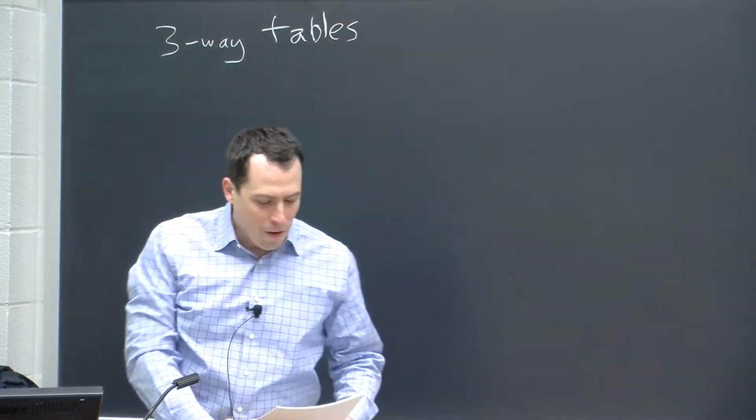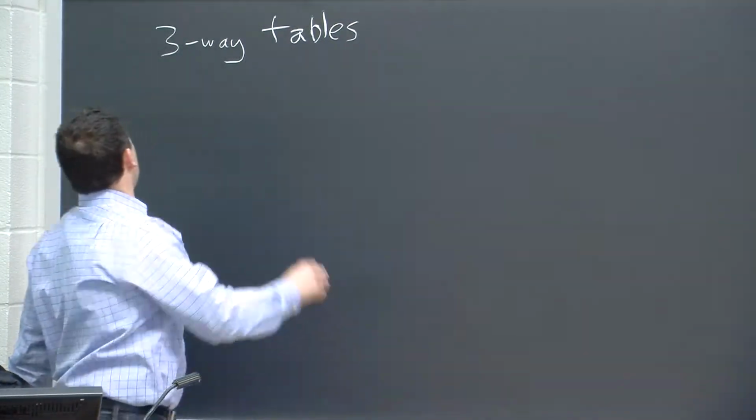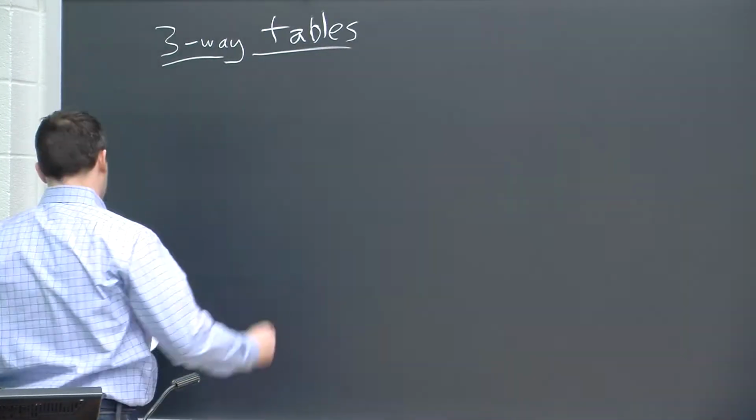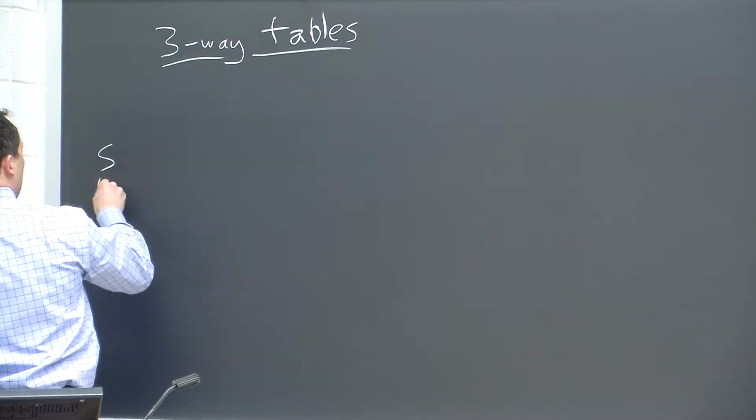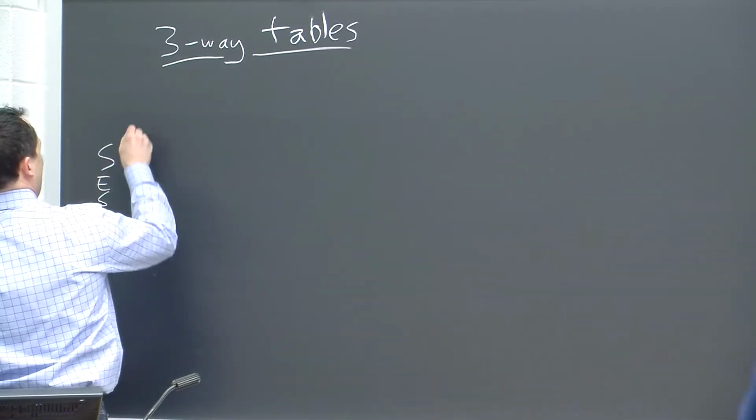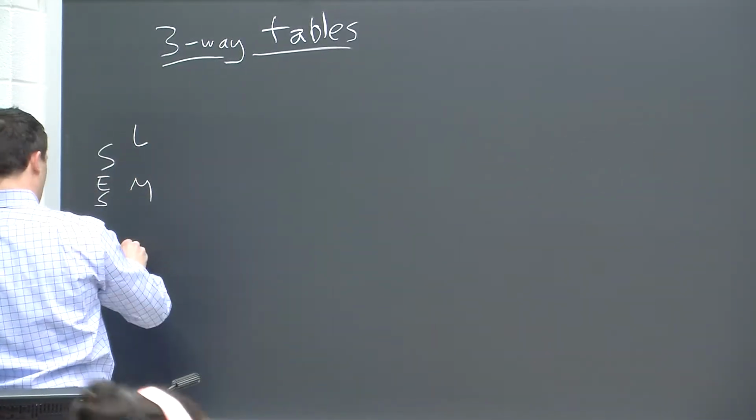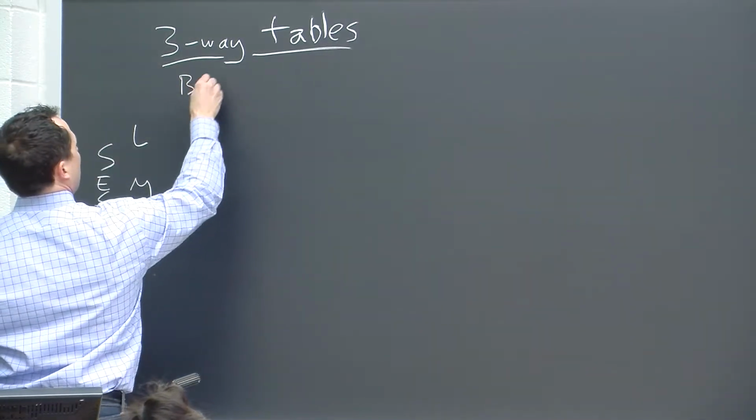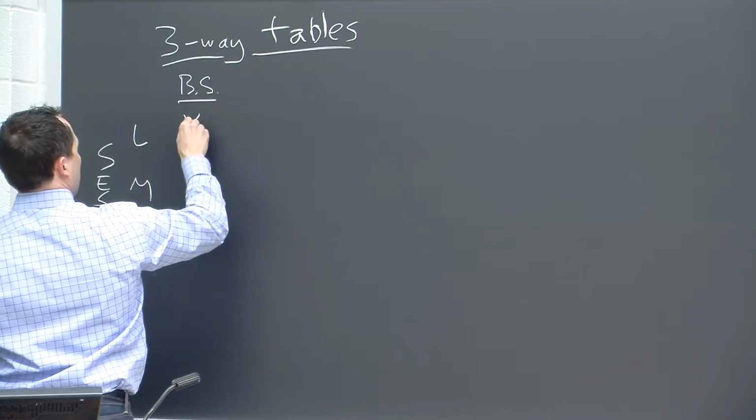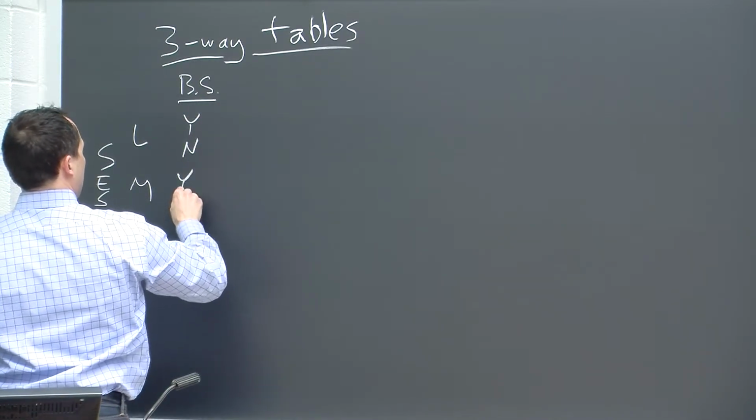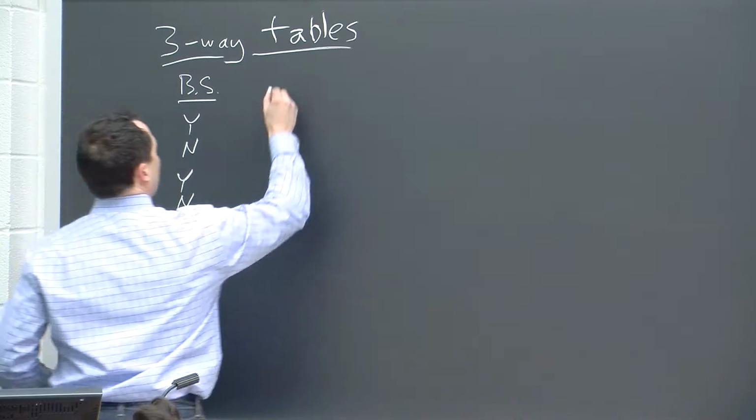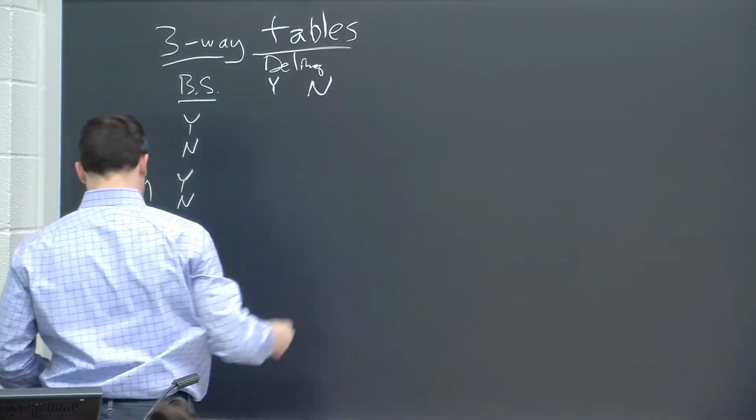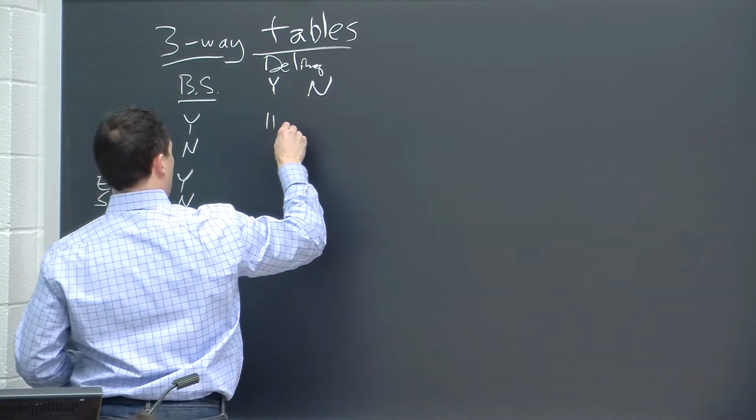So we left off talking about three-way tables. I'm going to continue with that today. Our example to keep in mind is this Boy Scout example, where we have socioeconomic status being low, medium, or high. We have whether they're a Boy Scout, yes or no, and then whether they're delinquent, yes or no.